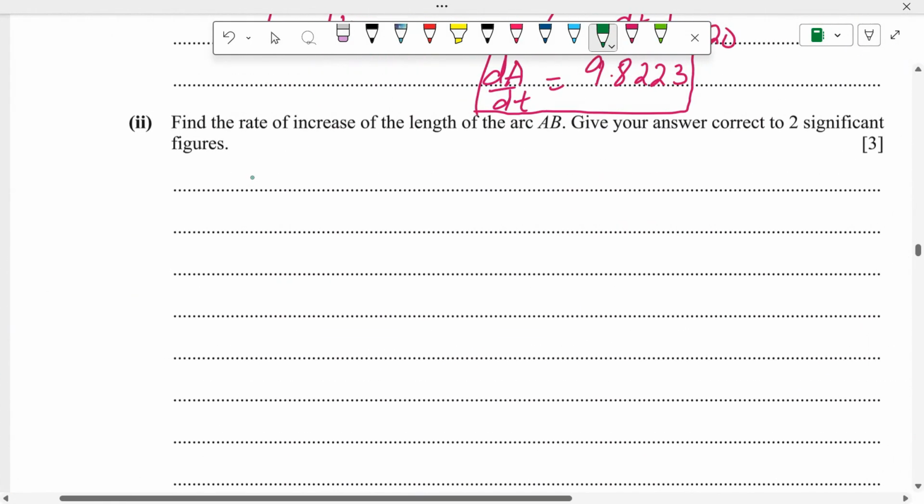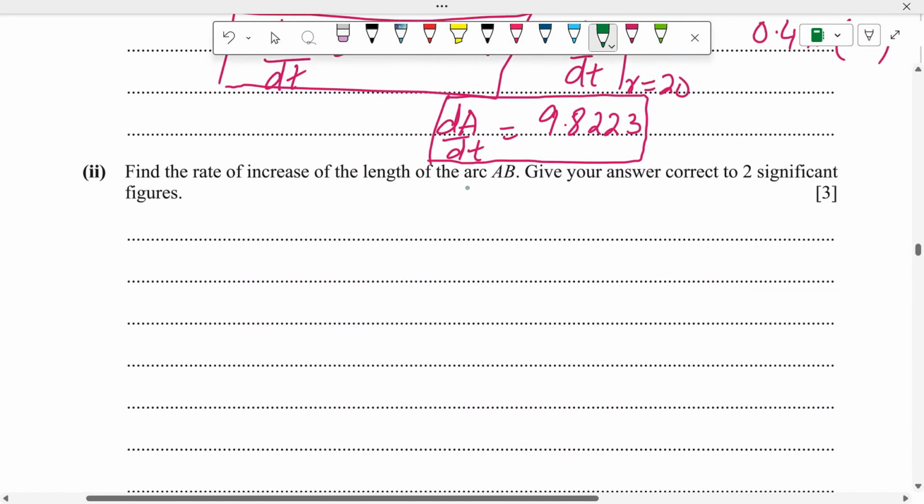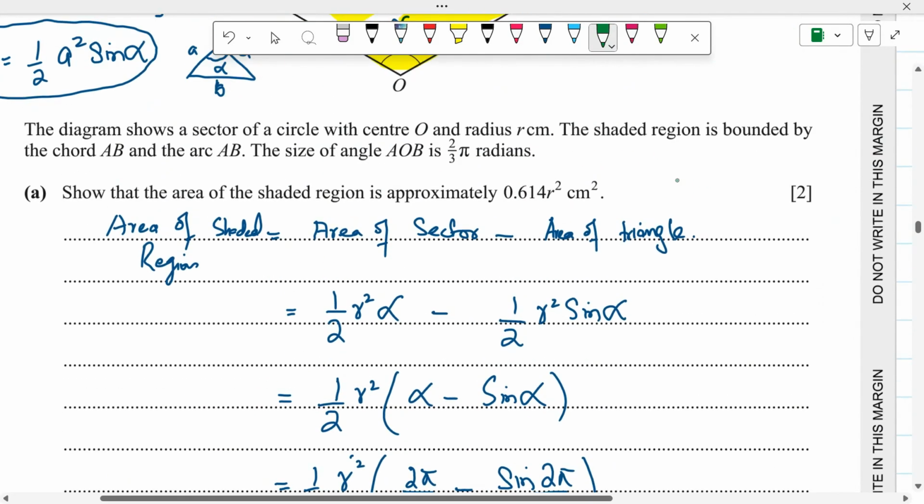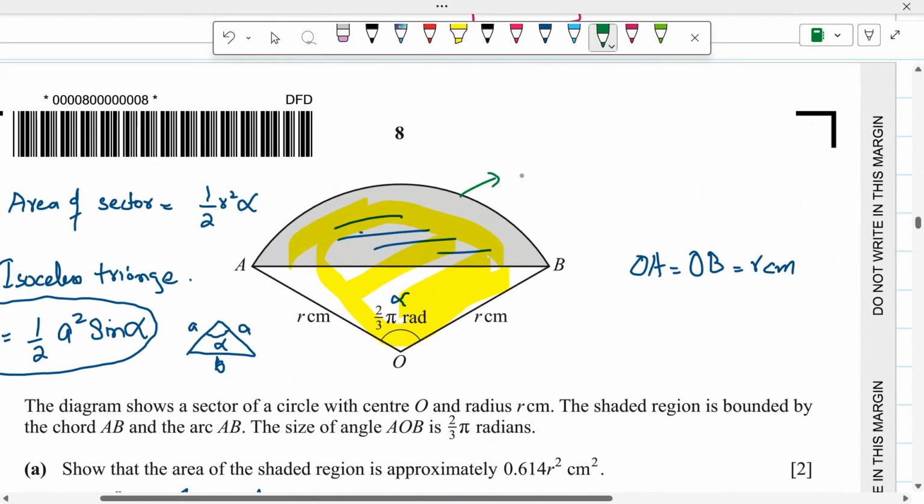Now it is the second part. Find the rate of increase of length of the arc AB. Give your answer correct to two significant figures. This is the arc. And this arc can be arc length. You can say the length of the arc.